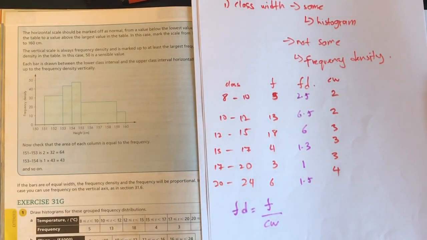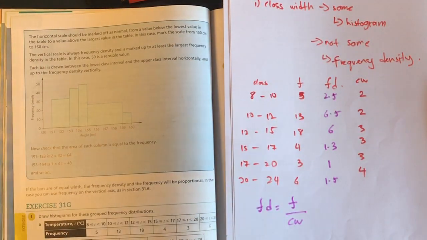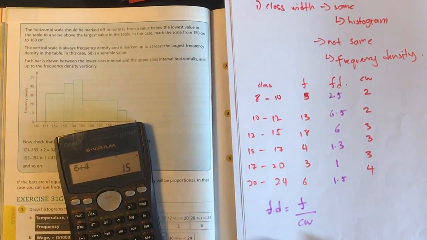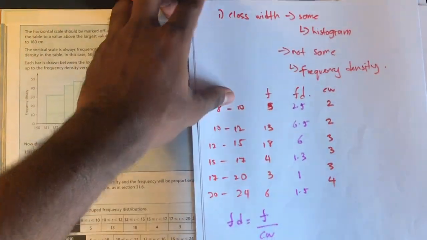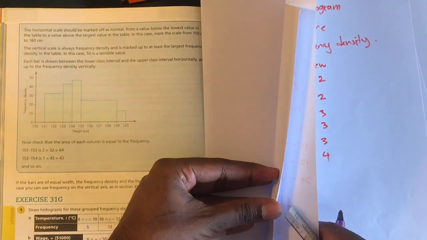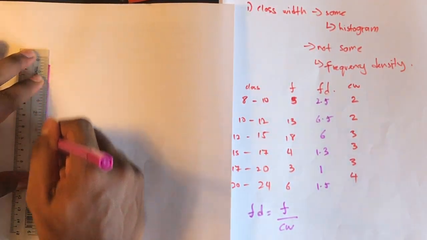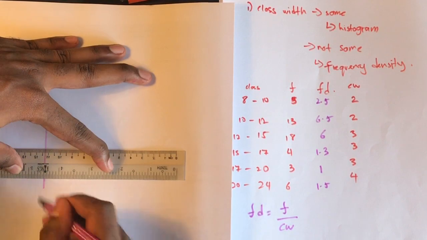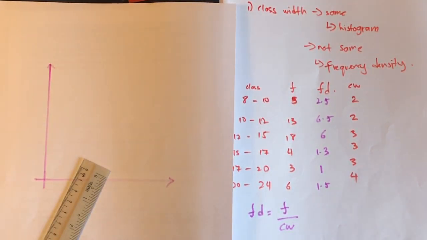Now that you have your frequency density ready, you can easily draw your graph. So how do we draw the graph? First, we need to determine our scale. We need to know which is the y-axis, the x-axis, and so on. I'll put this here so that you can see a direct comparison of what is happening. To draw, like I mentioned earlier, you need an axis. The y-axis has to be drawn first. So I already drew it.